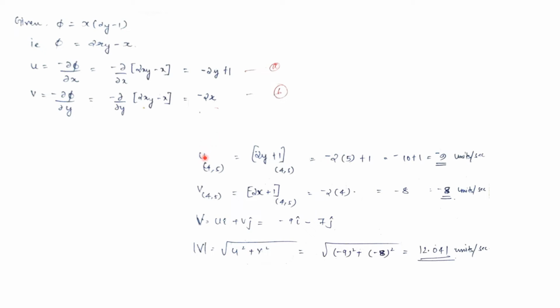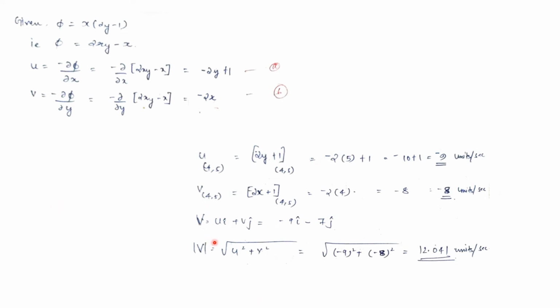So u, the magnitude of the velocity u at 4,5, would be minus 2y plus 1 at 4,5. That is minus 2 into the value of y, which is 5, plus 1, which is minus 10 plus 1. That is minus 9 units per second. And the value of v would be minus 2x. That is minus 2 into 4. So substituting that, it would be minus 8 units per second. And the velocity V would be ui plus vj. So that is minus 9i plus minus 8j.